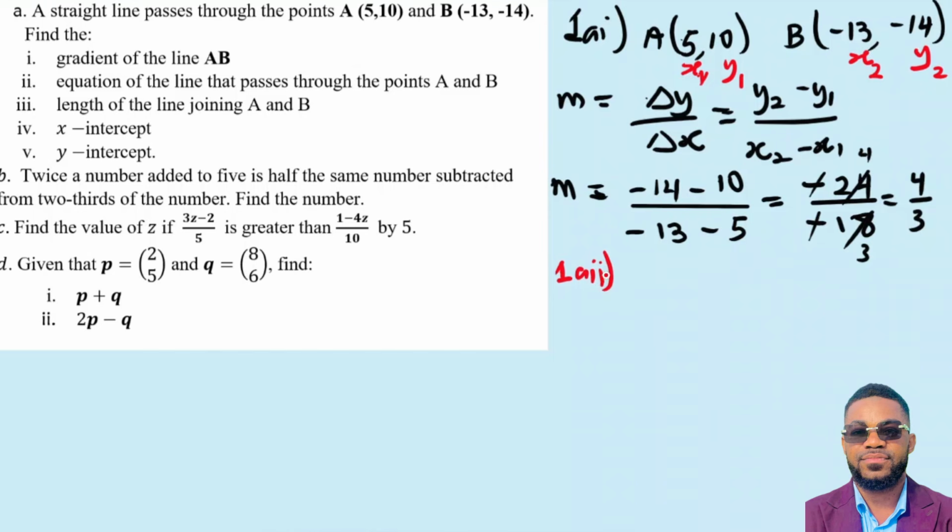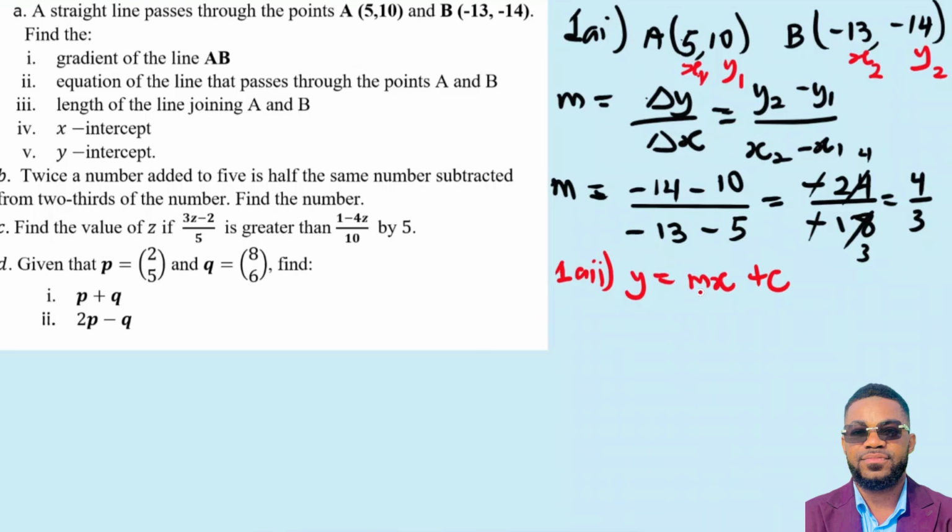That is where we are supposed to find the gradient, the equation of the line, this question. Now, whenever it comes to the equation of a straight line, you have to remember the general equation of a straight line, and that is y equals mx plus c. So that's the general equation of a straight line. You have to know this general form.